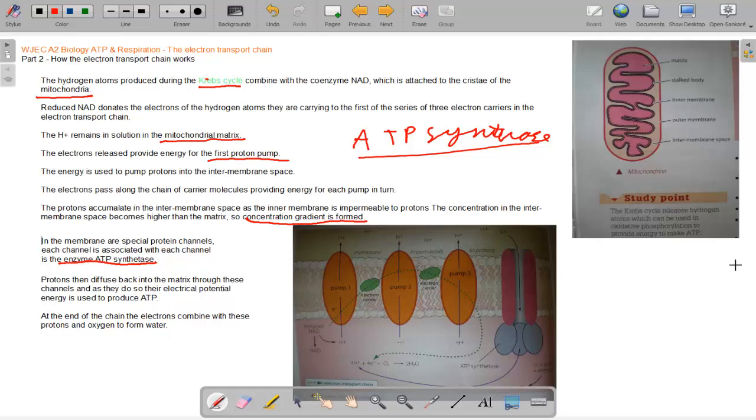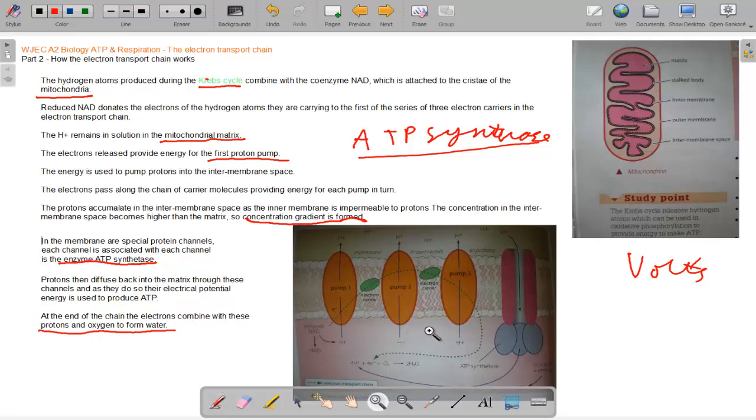So electrical potential energy is another word for saying volts. Yes, electricity is all about electrical potential energy stored chemically. So really, this is one big battery, in a sense. And at the end of the chain, the electrons combine with these protons and oxygen to form water.